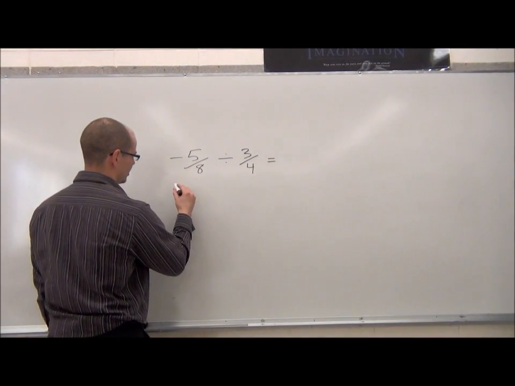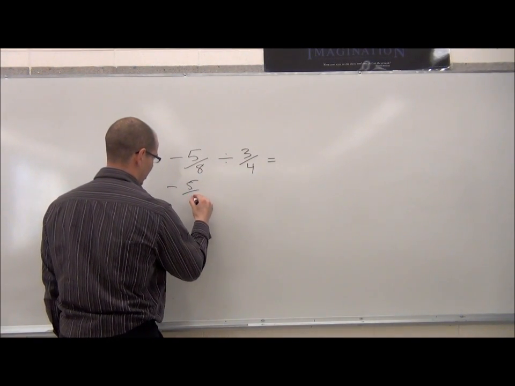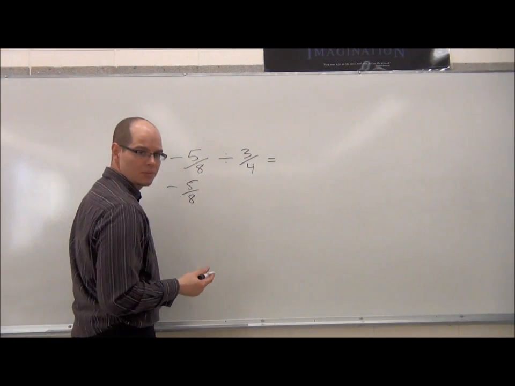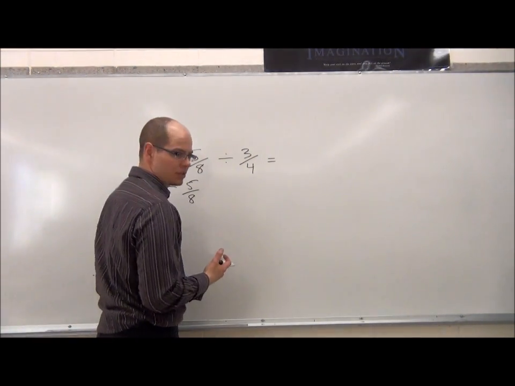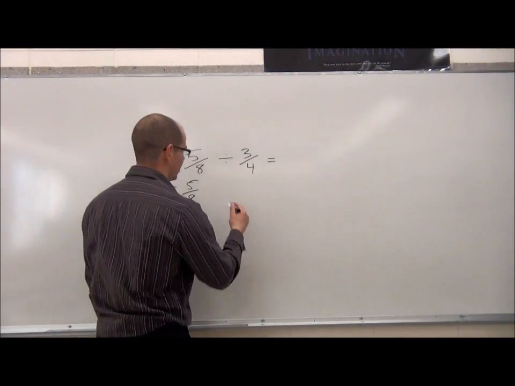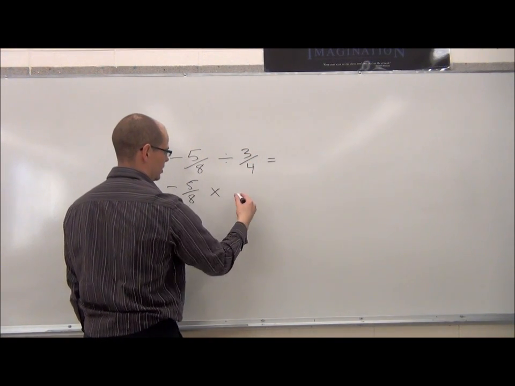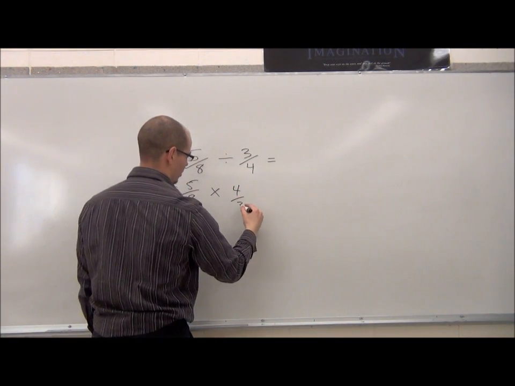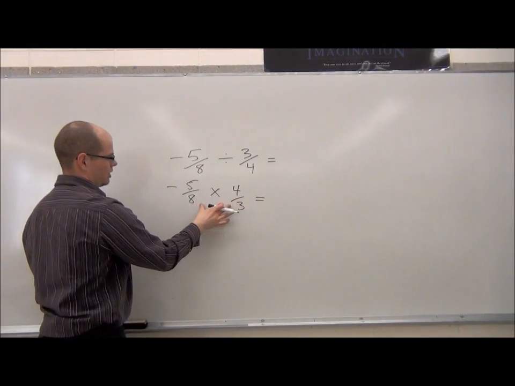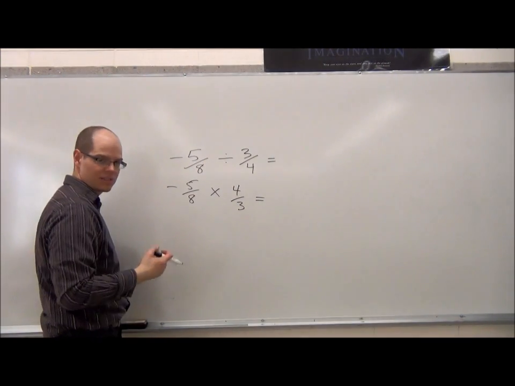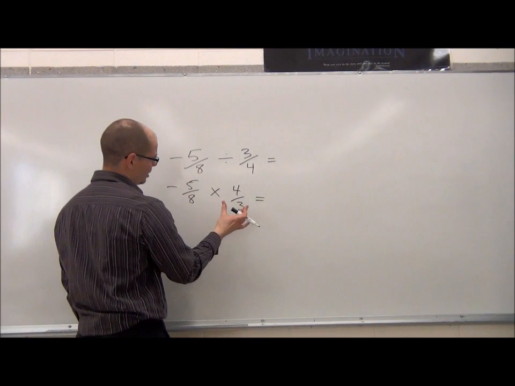So I'm just going to rewrite this. You could technically flip either number, but we flip the second number. It's called the reciprocal when you flip it. So I'm going to change this to a multiplication problem, and I'm going to flip this. So this will become 4/3. So this is actually the same as this. It'll give us the same answer. And when it's multiplying, it's easy.